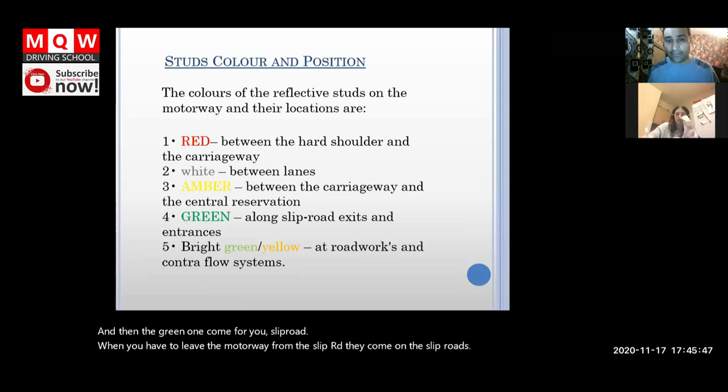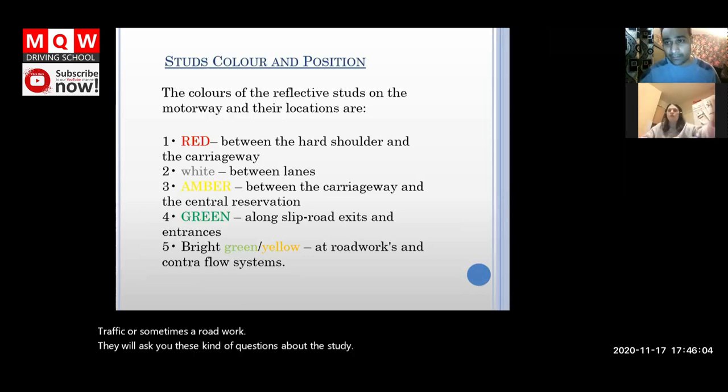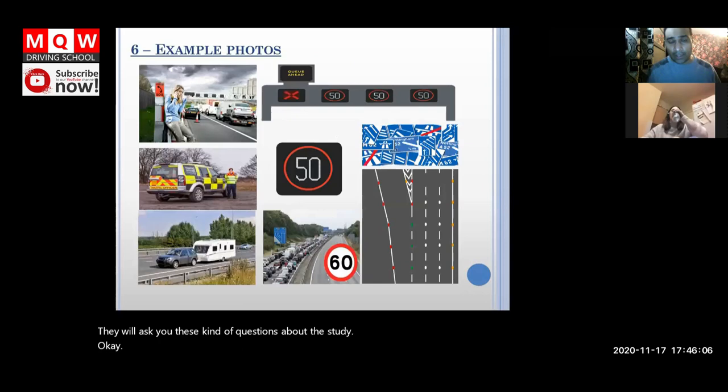Okay. And sometimes you get the bright yellow color or a different green color if there's some kind of contraflow traffic or sometimes road work. Okay. They will ask you these kinds of questions about the studs. Yeah. This is the example of the motorway.